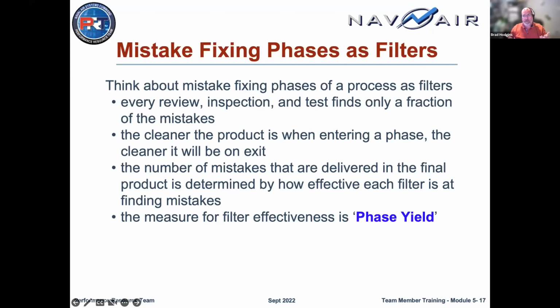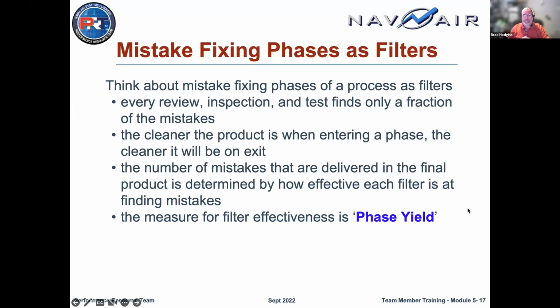We call it a yield. And each phase can have a yield. And the phase yields for reviews can be much higher than the phase yield for tests. And so you want to take advantage of that and do personal reviews and peer reviews for all the artifacts you can before you get to testing. And so once again, that second bullet down there is that the cleaner the product is when it enters a phase, the cleaner it will be when it exits. And so in testing, you need to be really clean because you can't get much out of it.